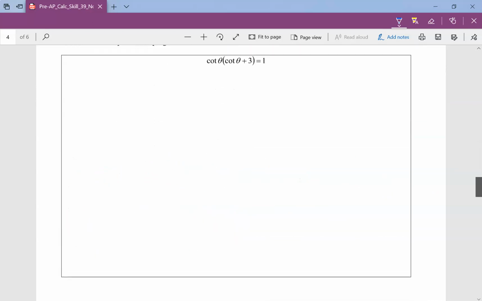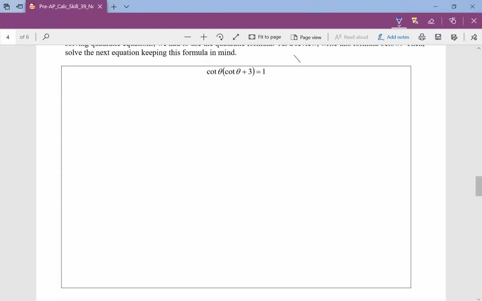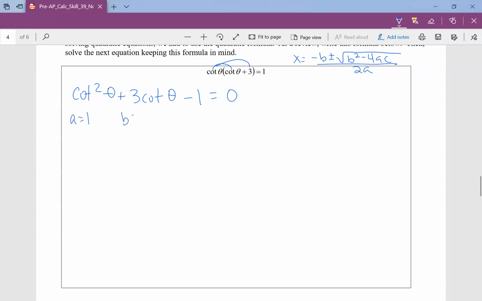The last one here, we're going to have to solve this one using the quadratic formula. So quadratic formula, x equals negative b plus or minus square root b squared minus 4ac all over 2a. So I'm going to distribute here. So I get cotangent squared theta plus 3 cotangent theta. And I want to make this side 0, so I'm going to go ahead and subtract 1 so that it equals 0. So this one, a is 1, b is 3, c is negative 1.